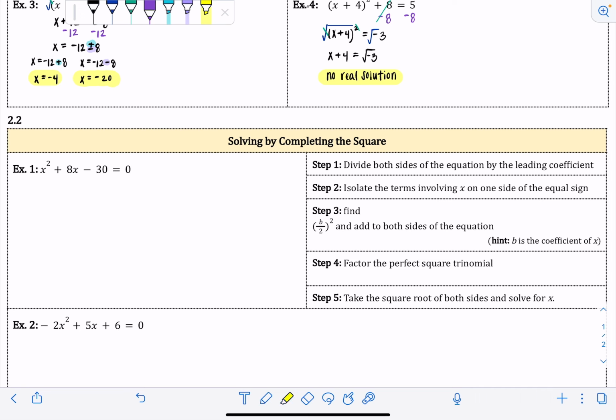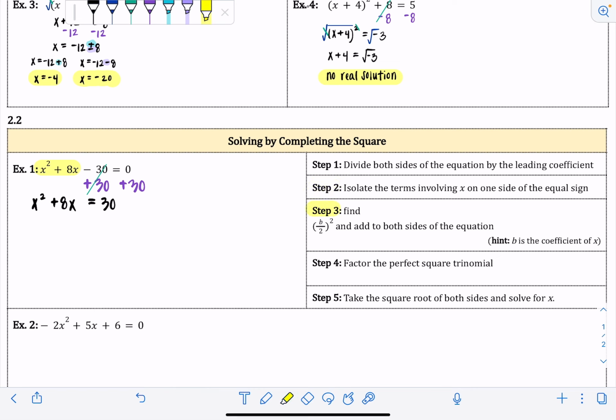So step 2 says isolate the terms involving x on one side of the equal sign. So my terms that involve x are x squared and 8x. So I need to get them by themselves on one side of the equal sign. So I need to find a way to eliminate this minus 30. So to cancel out minus 30, I would add 30 to both sides. And then I'm going to bring down my x squared plus 8x, and then equals positive 30 now because these canceled out. And then now we can move on to step 3.